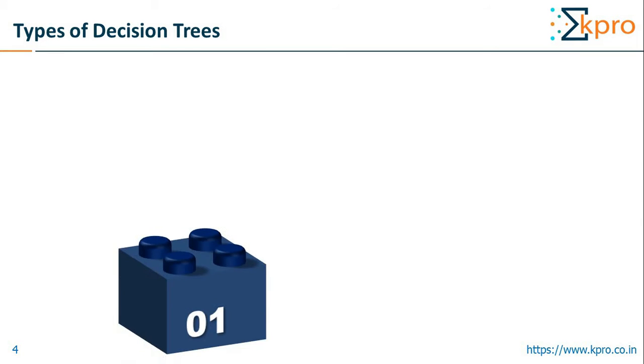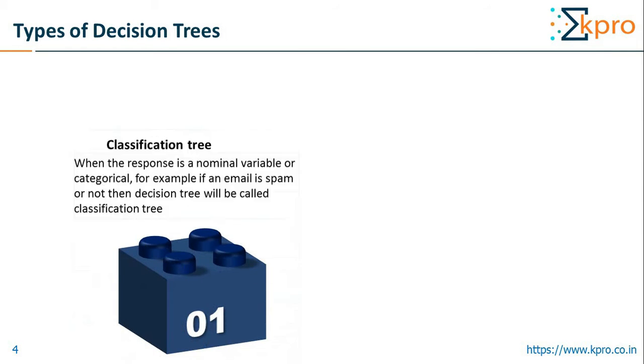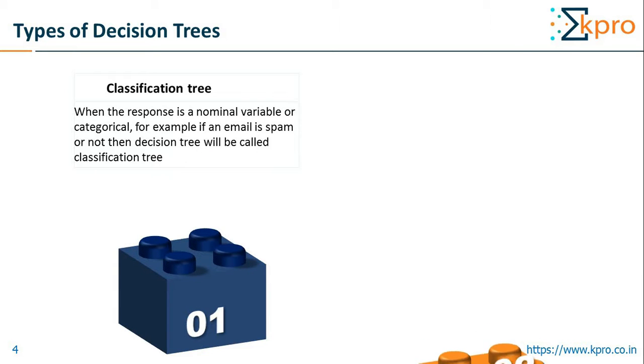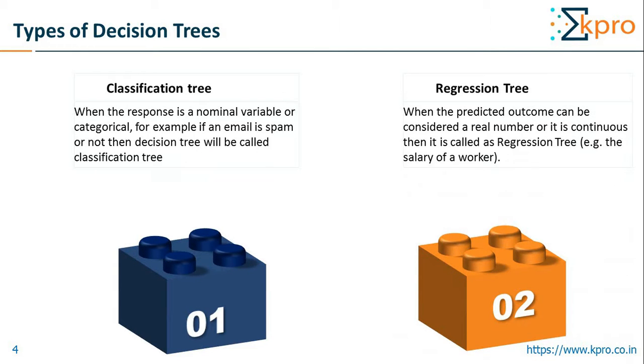There are basically two types of decision tree. The first one is classification tree, and the second one is regression tree. In classification tree, the response variable is categorical, meaning the possible outcome can take yes, no, true, false, dead, living, spam, not spam, etc. An example would be when we have to decide whether an email is spam or not, that will come under classification decision tree.